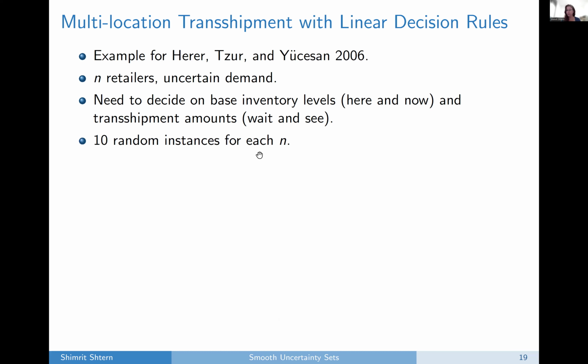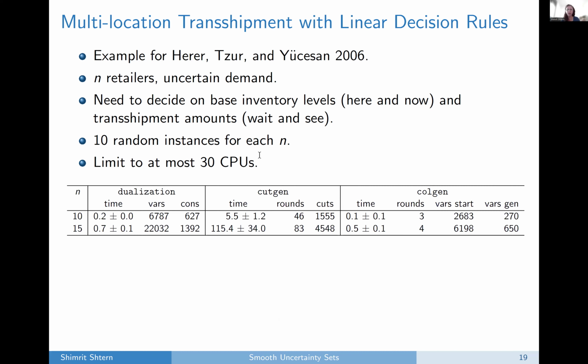We took 10 random instances for each N, and what we show here is the mean. We ran it on a server, so we allowed each of the methods to use at most 30 CPUs. And we compared 3 different types of methods. One is the dualization, so reformulation with all the constraints and all the variables. The second one is the cut generation algorithm, in which we add constraints, realizations of the uncertainties that are the most violating for each constraint. And the third one is our column generation algorithm.